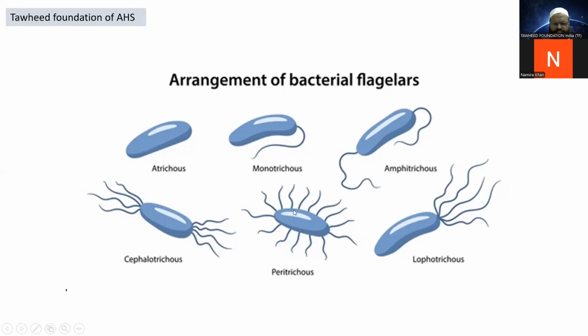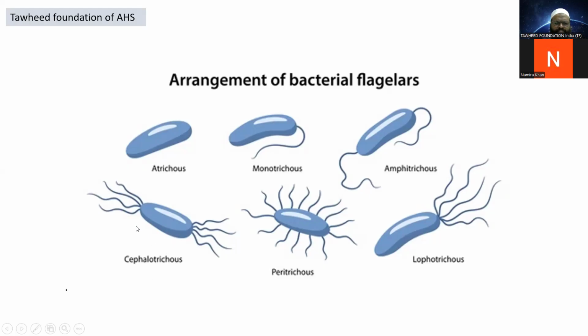Peritrichous: flagella distributed all over the entire surface of the bacterial cell. This arrangement provides powerful motility. For example, E. coli and Salmonella. Lophotrichous: a cluster or tuft of flagella at one or both ends of the cell, example Pseudomonas species. Atrichous bacteria lack flagella completely. There are no flagella, which means no motility through flagellar movement. These bacteria rely on other mechanisms for movement or survival.